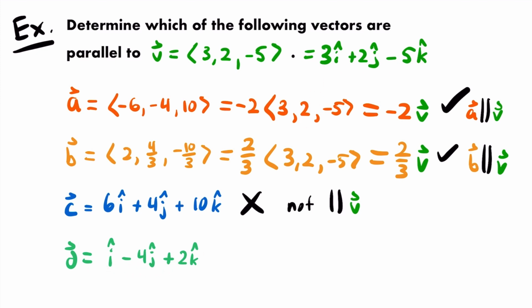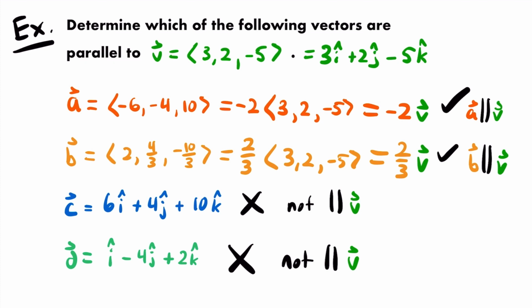If we pulled out a negative scalar from these terms, we would have a negative term, then a positive term, then a negative term, and that doesn't match up with what we have right here. So once again, just like with vector c, we can conclude immediately that vector d is not parallel to vector v. It's impossible for us to show that vector d is a scalar multiple of vector v, and so they don't have the same direction and therefore are not parallel.